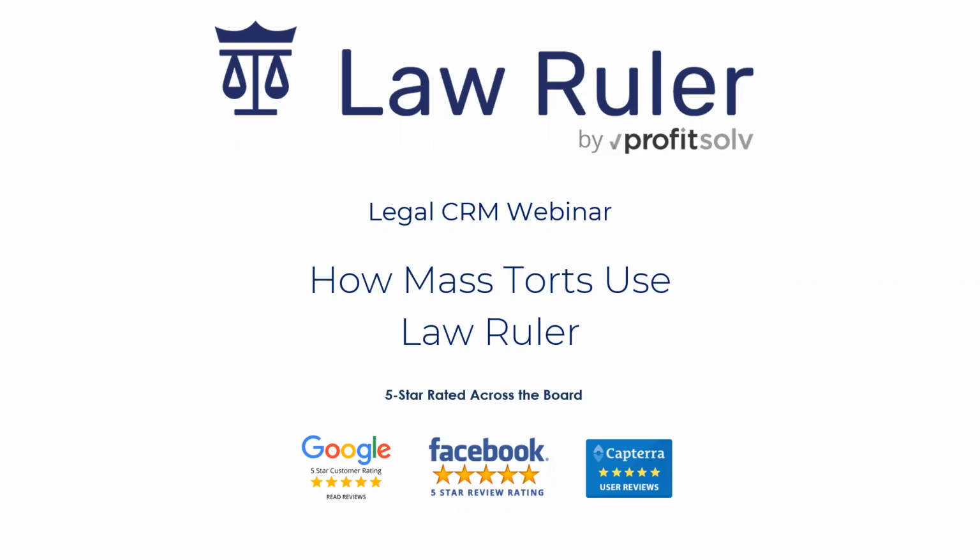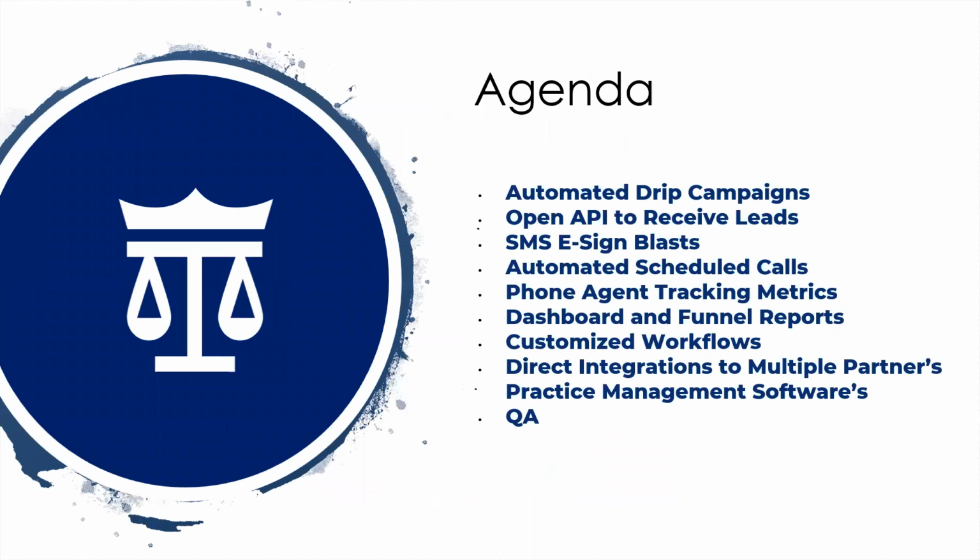Today's agenda, we're going to be going over quite a few features that matter in the mass tort space. We're going to be going over the automated drip campaigns, how the open API is used to receive leads from any of your marketing sources. We're going to go over SMS e-sign blasts, automated scheduled calls, phone agent tracking metrics, dashboard and funnel reports, customized workflows, direct integration to multiple partners' practice management softwares. And at the end, after we're done reviewing everything, I will open up a Q&A so you can ask any questions you have. And then we'll go ahead and come to a close.